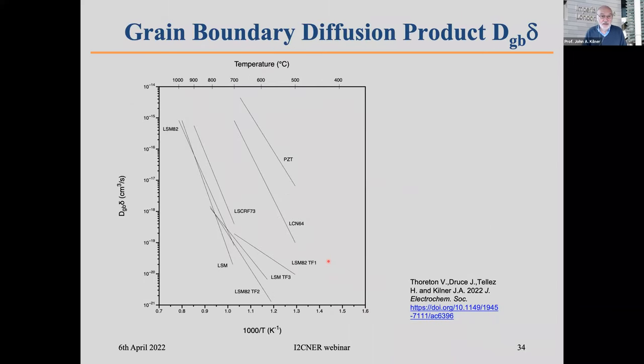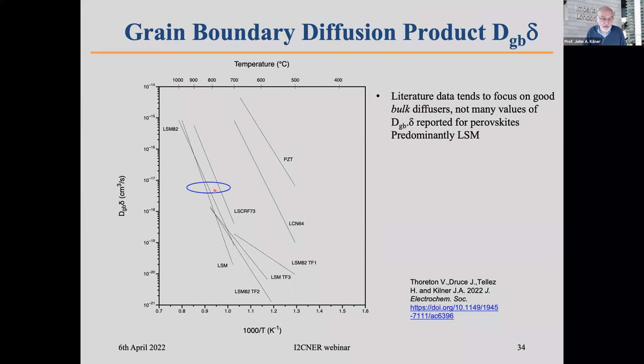Okay, let's have a look at the grain boundary diffusion products that are in the literature. This is D_GB delta now, and here this is reciprocal temperature, with real temperature at the top. This is in a publication that's just come out a few days ago in J Electrochem Soc. And we see again some different regions. Here are the LSMs and the lanthanum chromates. And the literature data tends to focus on these materials because they have a low diffusivity.